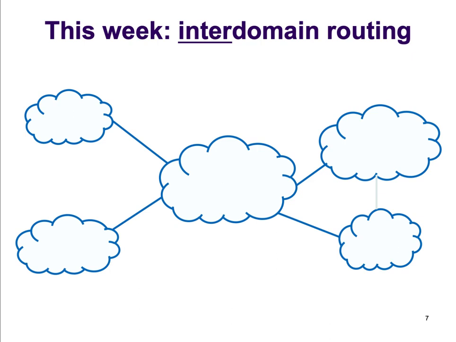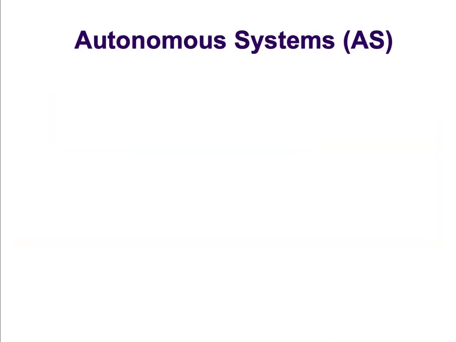And I'd like to start by taking a closer look at one of these domains or autonomous systems, and what is it exactly, and what is so special about the interdomain topology and autonomous systems. I'll be using the terms domain and AS interchangeably. Autonomous system is a slightly more formal term for what we've been calling a domain informally.